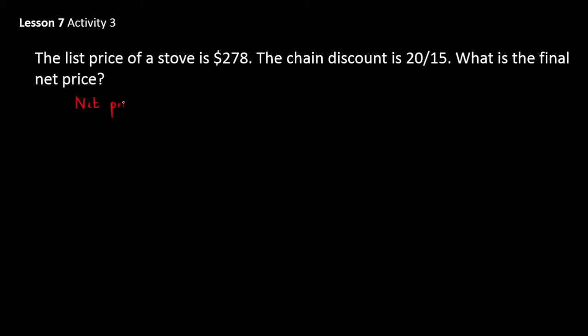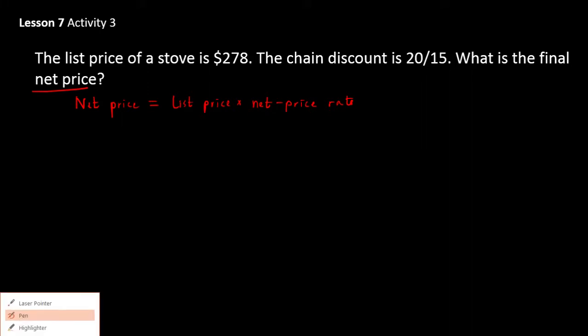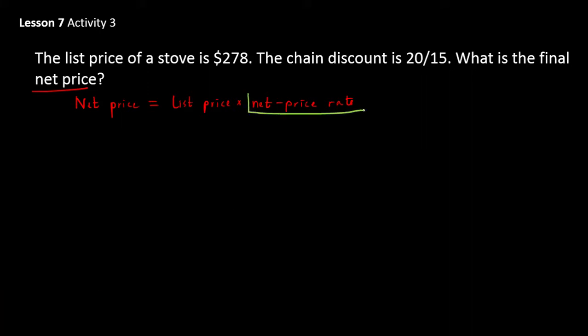I'm going to set it up like this. I know I'm solving for net price, so I start by pulling out my net price equation. Net price is equal to list price multiplied by net price rate. So what is a net price rate? Net price rate is going to be multiplying the complements of my chain discount rates.